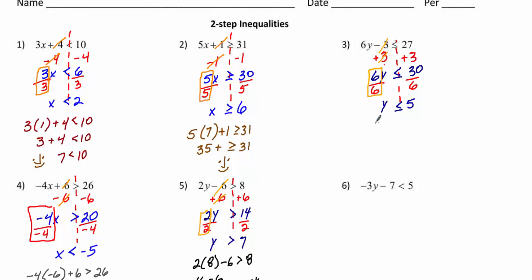Here comes the check. We need a number that is less than or equal to 5. Let's pick 4. I always like to pick the next number down or the next number up. So 6 times 4 minus 3, is that less than 27? 6 times 4 is 24 minus 3, that's 21. And yes, that is less than or equal to 27.